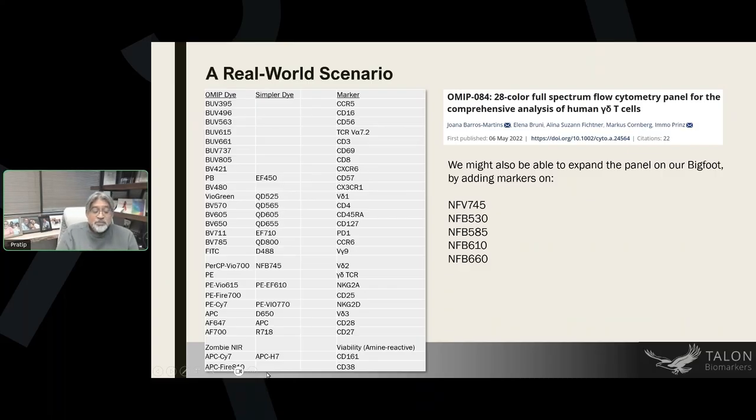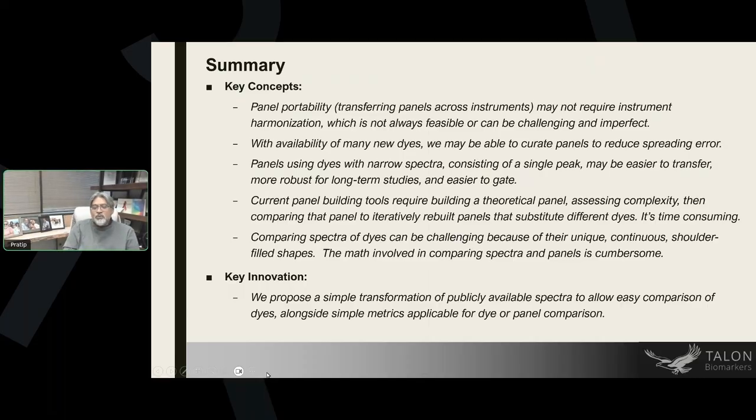We might also consider expanding our panel on our Bigfoot by adding markers that are on neighboring channels and with dyes that are more simple, because those dyes with simpler spectra are easier to use when we're trying to pack the panel. And so if we were to go in and want to pack this panel, we would add dyes off, in many cases, NovaFluors, like NovaFluor Violet 745 or a series of NovaFluor Blues, in order to get more out of this panel.